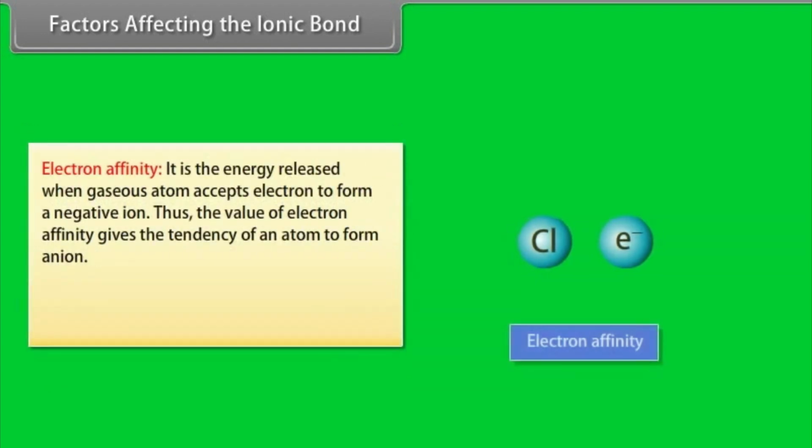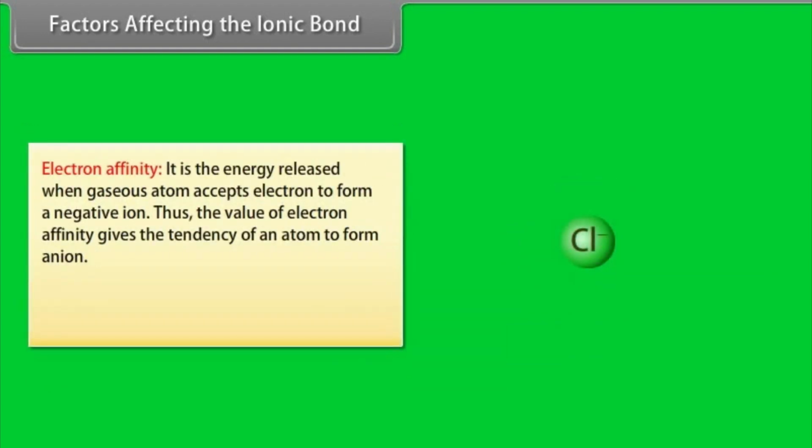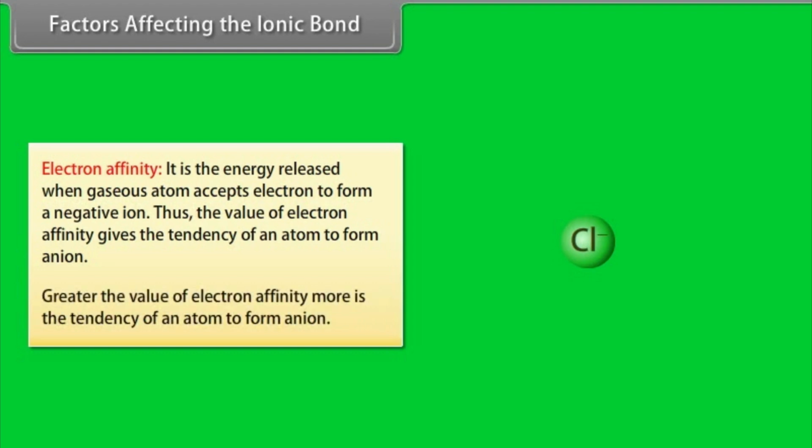Electron affinity. It is the energy released when a gaseous atom accepts electron to form a negative ion. Thus, the value of electron affinity gives the tendency of an atom to form an ion. Greater the value of electron affinity, more is the tendency of an atom to form an ion.